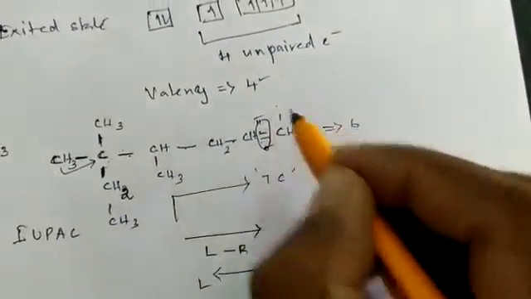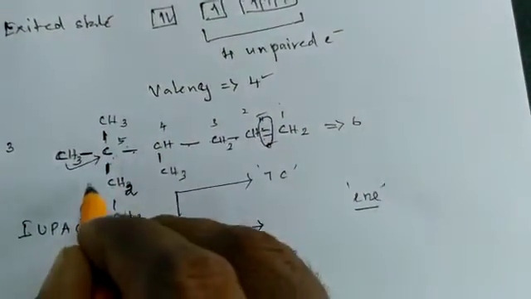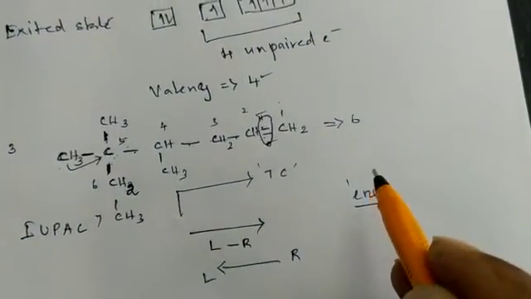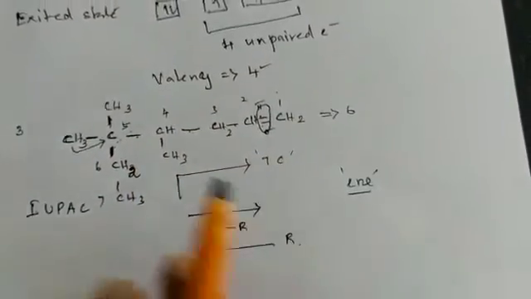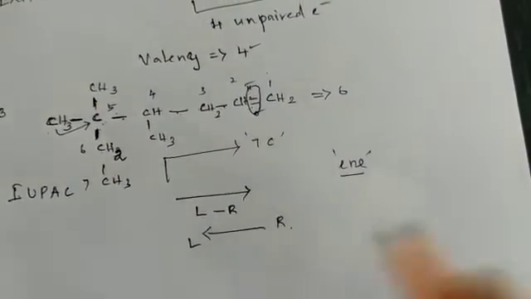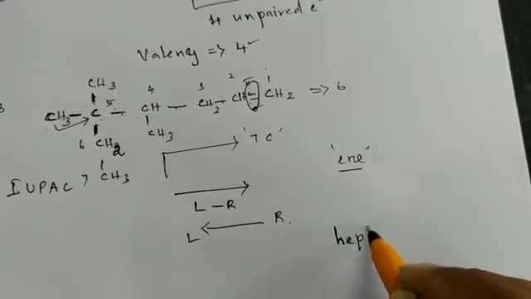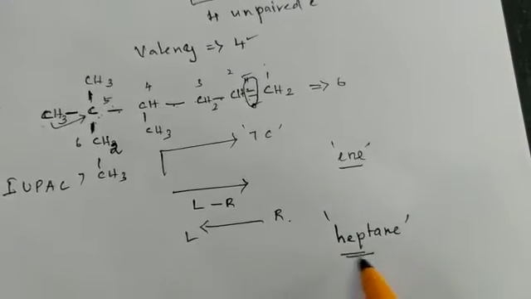So it is in the first carbon. 1, 2, 3, 4, 5 and 6, 7. So we select the numbering from right to left. How many carbon atoms are here? We have 7 carbon atoms. Corresponding alkane is heptane. Alkane, just alkane. Root word is hept.